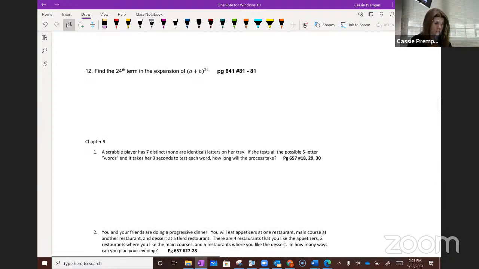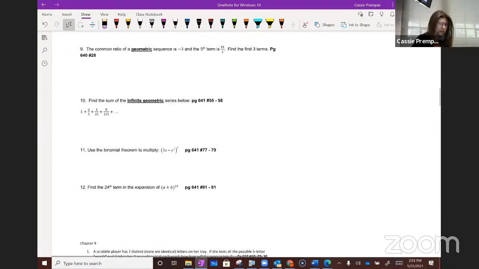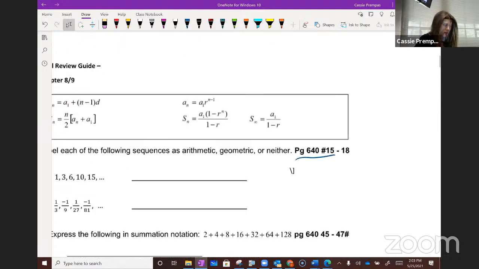Wait, are the formulas for 8 and 9 going to be on the final? Yes, the same way that they're given to you here is how they will be given to you on the final.